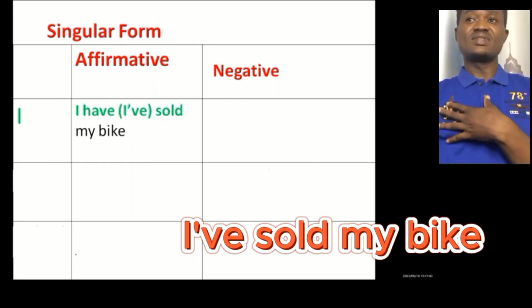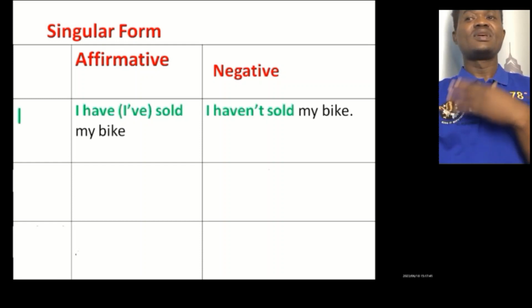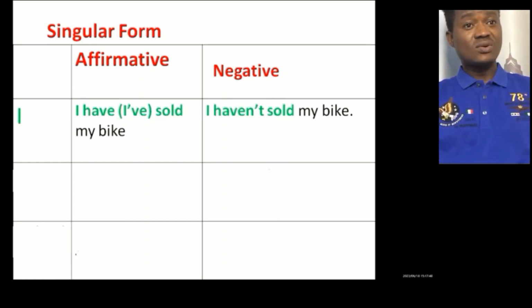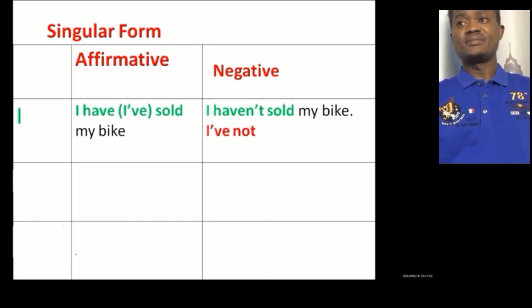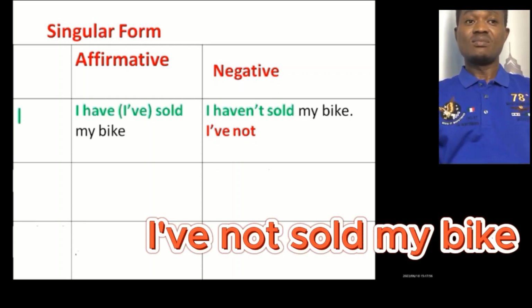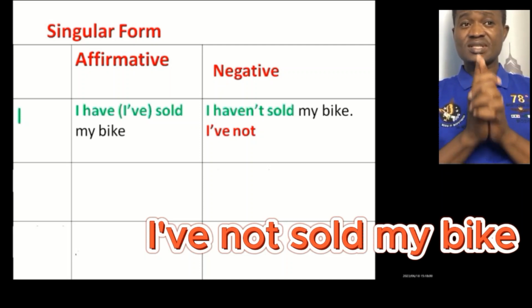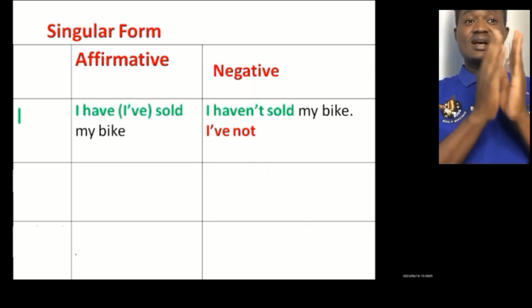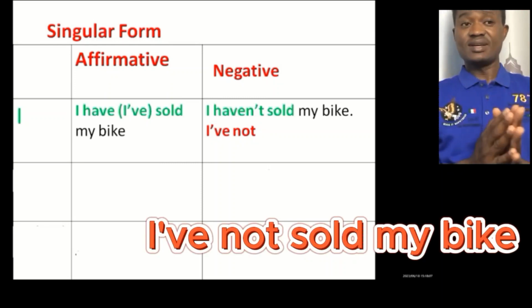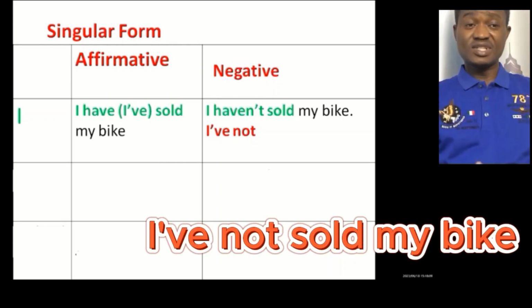All right. So let's go to the negative form. I haven't sold my bike. Sometimes we can also say, have not sold my bike. But you gotta be careful here. If you wanna say it this way, you gotta put stress on the negative word, not. You gotta put stress on that one, okay? Have not sold my bike.